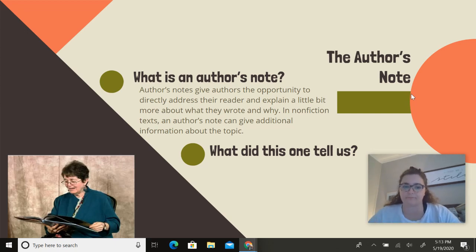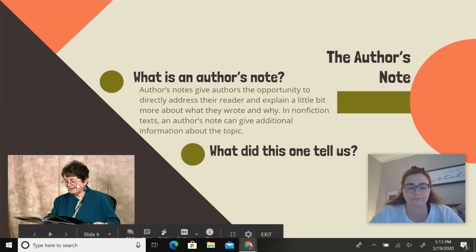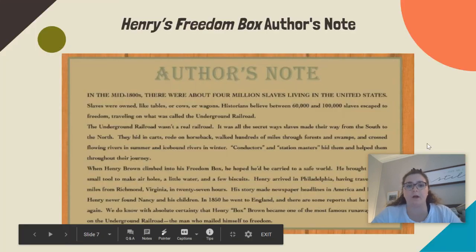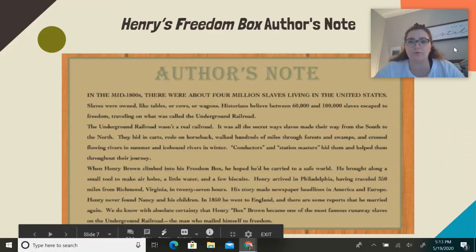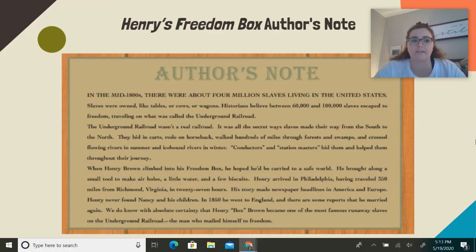So a lot of times, if they need to give some background knowledge or more information about why they wrote it, it does that. I know in When Words Set You Free, it actually gives some insight as to why the author wrote the book, which I always find interesting, if they have a personal connection to writing the book. So this is a picture of Ellen Levine, and we're going to read her author's note from Henry's Freedom Box. So this is the note she wrote at the end of the text.